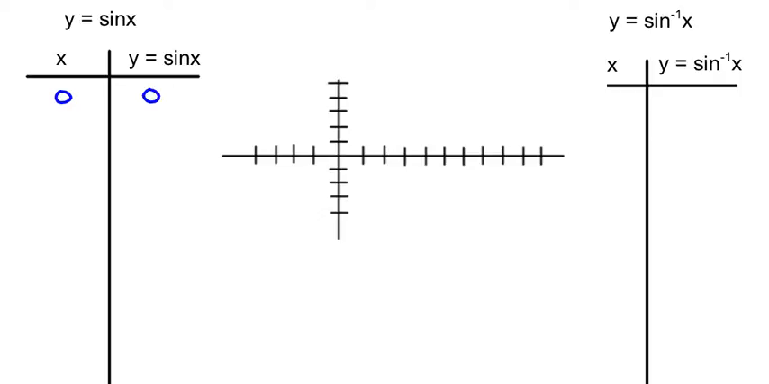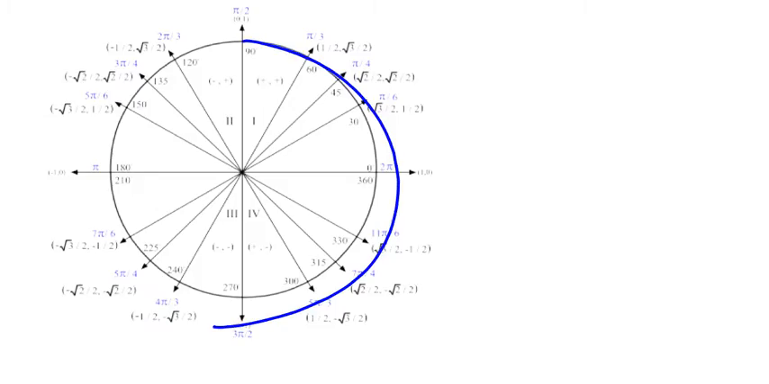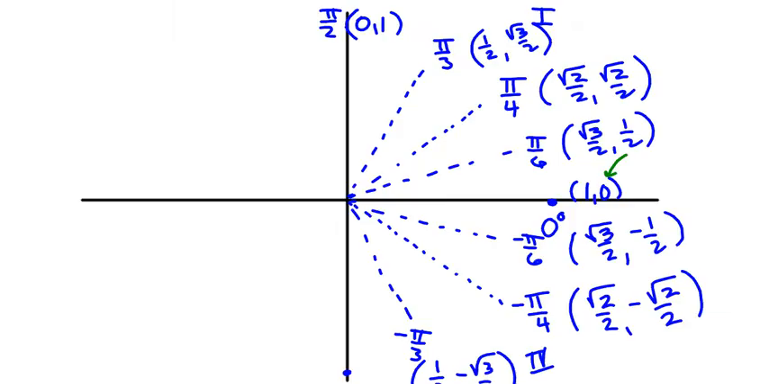Then let's try pi over 6. What is the sine of pi over 6? And what we're referring to is right here. This is your sine, this is your sine, this is your sine. So we're going to take those values. The sine of pi over 6 is 1/2. The sine of pi over 4 is square root of 2 over 2. The sine of pi over 3 is square root of 3 over 2.